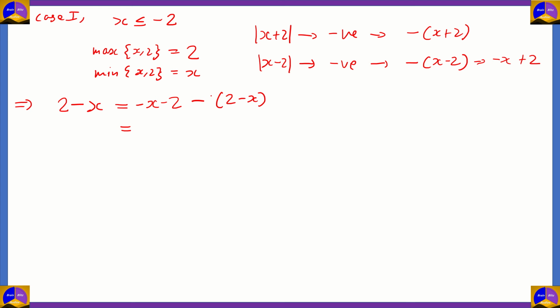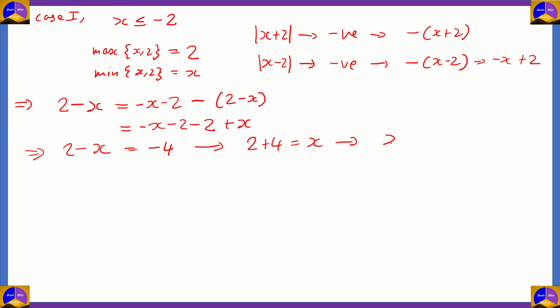So this negative sign gets multiplied to both the terms in the bracket, so we get minus x minus 2 plus x. Minus x and x cancel each other to get 0, and minus 2 gives you minus 4. So 2 minus x equals minus 4. Basically, what we can do is take x to the right-hand side and minus 4 to the left-hand side. So basically what we get is 2 plus 4 equals x, or x equals 6.